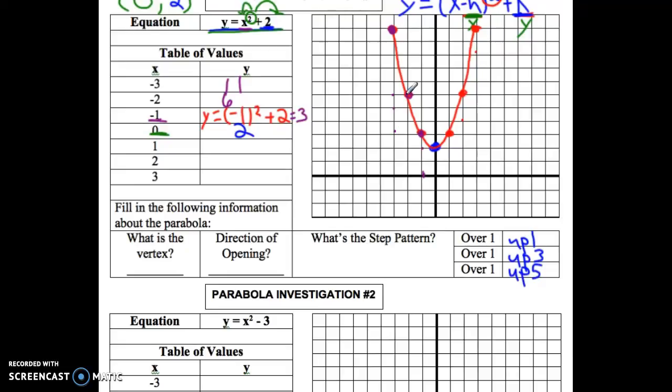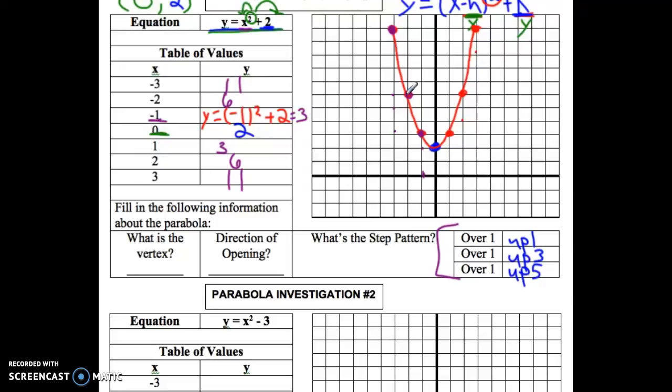So again, if you can find the vertex initially, you can use the step pattern. Every time, over 1, up 1, over 1, up 3, over 1, up 5, based off the vertex. Let's go ahead and fill in the matching values. 1 is 3, 2 squared is 4, plus 2 is 6. And if I input 3 into my function, 3 squared is 9, plus 2 is 11. So that's how I would do that.